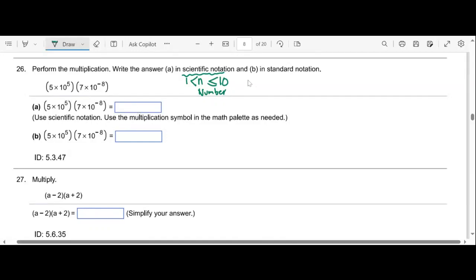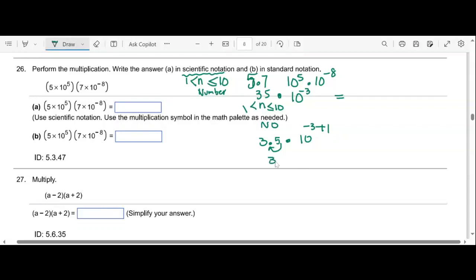So now I have 5 times 7. So we say 5 times 7 is 35. And 10 to the power of 5 times 10 to the power of negative 8. We add exponents, so it's going to be 10 to the power of negative 3. Now, this 35 is between 10 and 1? The answer is no. So we have to make it 3.5. So I am taking away a value from here, so I have to add 1 to the exponent: negative 3 plus 1. So your final answer will be 3.5 times 10 to the power of negative 2. Your right answer.